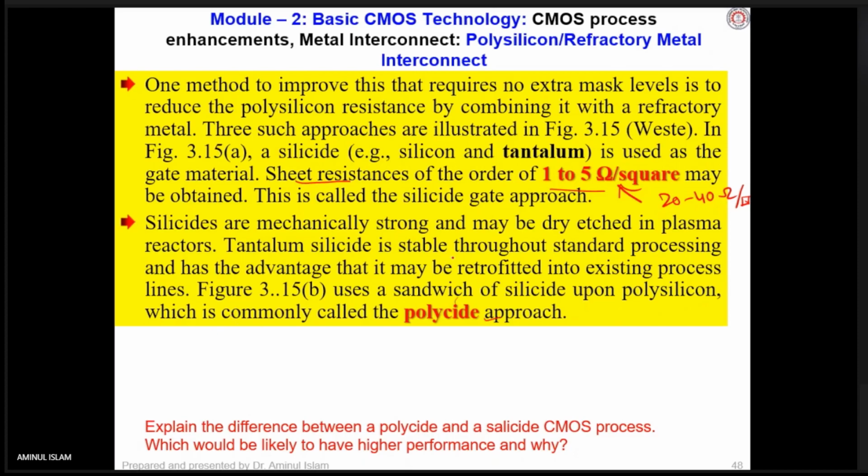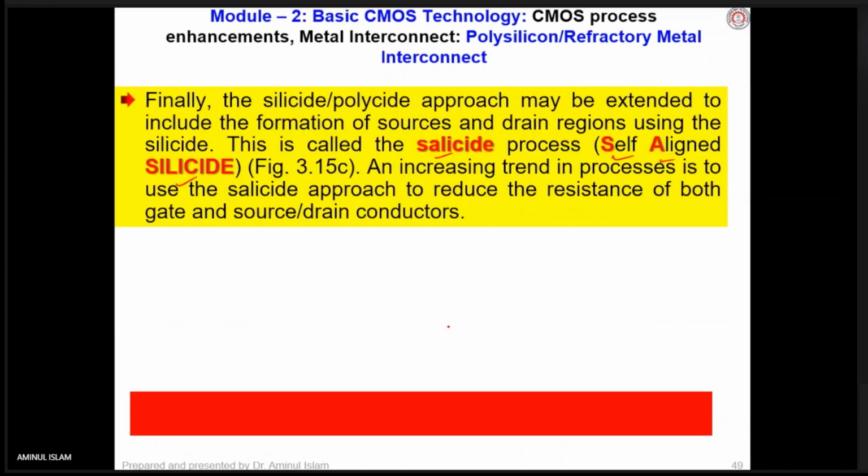And if it is applied on polysilicon, then we call it polycide. Some diagram is there, I'll show you. And if it is applied on polysilicon as well as on the N plus or P plus diffusion region of NMOSFET and PMOSFET, then it is called salicide, if all this aspect is covered.